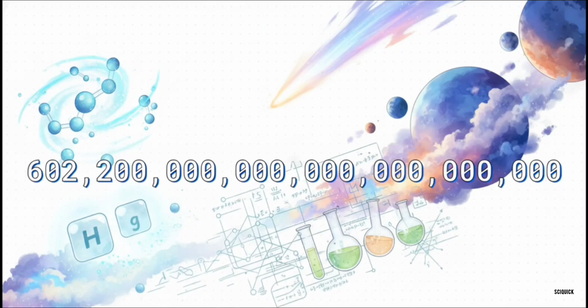602 sextillion 200 quintillion. I mean, it is just astronomically, almost unfathomably huge, right? But here's the crazy part. In the realm of chemistry, this actually represents the approximate number of molecules sitting in just 2 tiny grams of hydrogen gas. Now, let's brutally juxtapose that massive figure with the infinitesimally small number you're seeing right now.